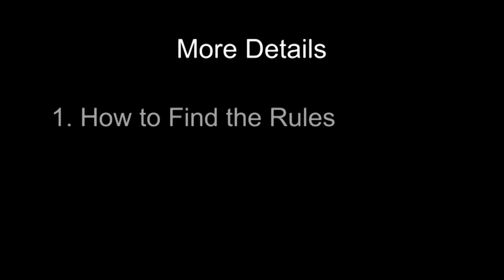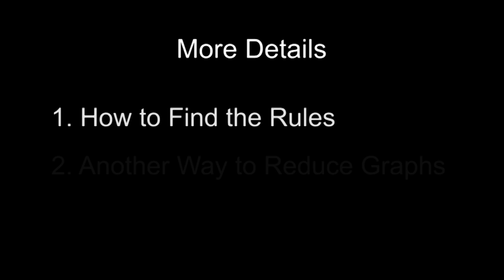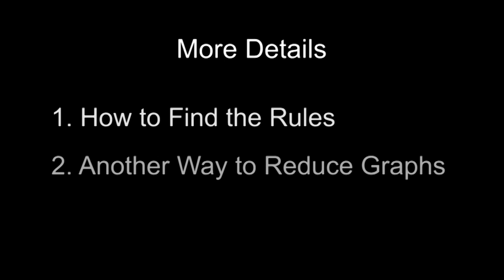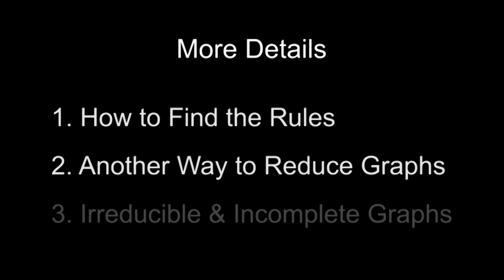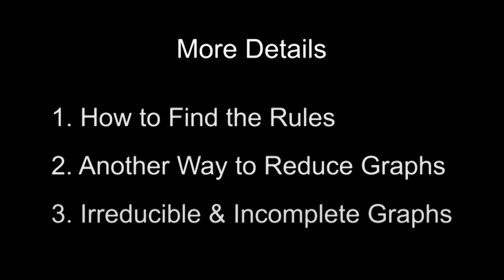I've now given you a quick overview of my method of creating grammars, but there's still a couple parts of this that I need to explain more. First, how do we find the rules to reduce the graphs? Second, there's another more complicated way of reducing graphs that I'll need to explain. And third, there are often some graphs left in the hierarchy that cannot be reduced and cannot be completed.